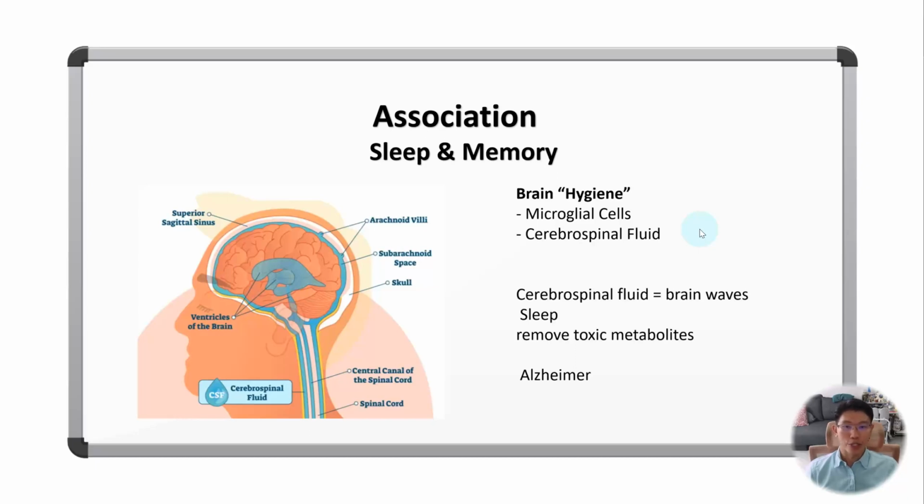And now we go to association between sleep and memory. So the blue structures that you see here is actually the cerebrospinal fluid. It bathes the brain. It functions as a shock absorber. It's also important in maintaining the hygiene of the brain, in addition to microglial cells. So research has found that the cerebrospinal fluid actually syncs up to our brain waves when we sleep, and this is important for it to remove toxic metabolites, removing things like plaque that actually becomes a feature of Alzheimer's disease, which is a form of dementia.